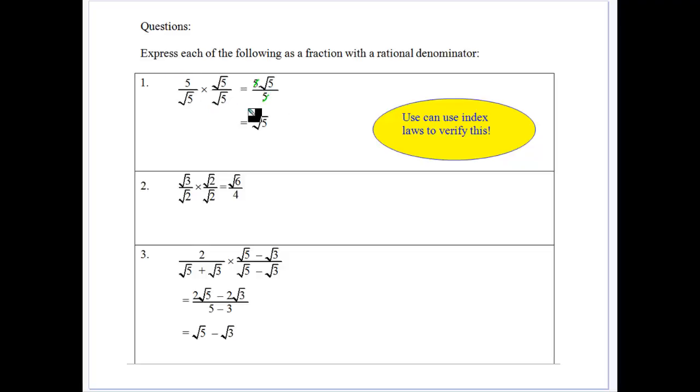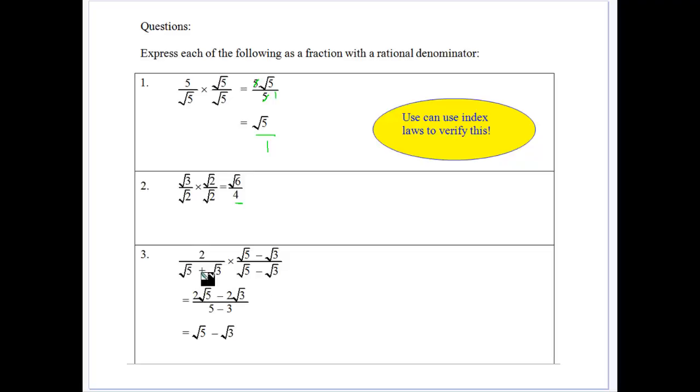So we can do that with your index laws, or you can do it in the calculator to check the validity that 5 over root 5 is equal to root 5. Same thing with this one, root 3 on root 2 multiplied by root 2 gives us root 6 on 4. Our aim is to rationalize the denominator. Even if our denominator there is 1, that's fine, that's rational. 1 is a rational number.